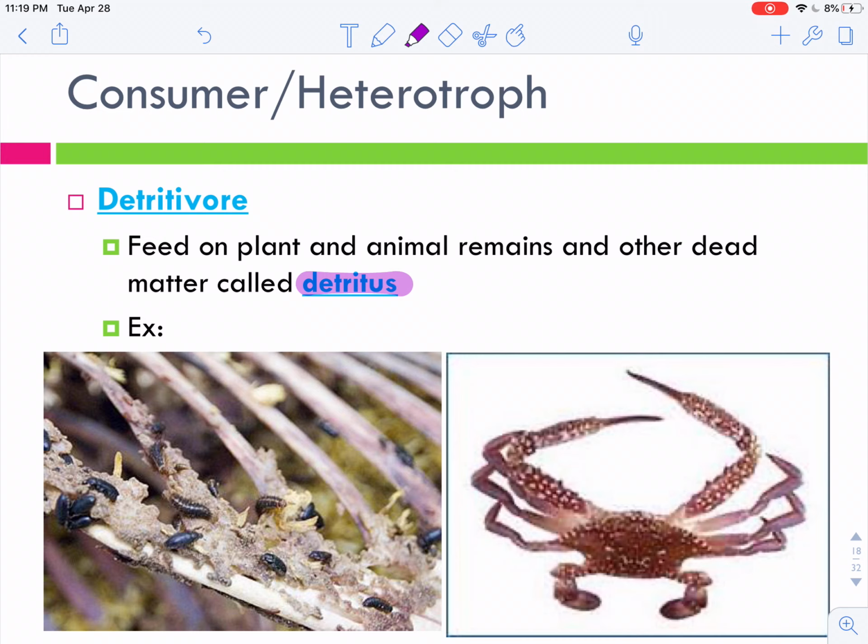On the right, you see a deep sea crab. So these live at the bottom of the ocean, and if something dies and sinks to the bottom of the ocean, these crabs will eat the dead animal. So a detritivore is something that only eats dead animal remains.